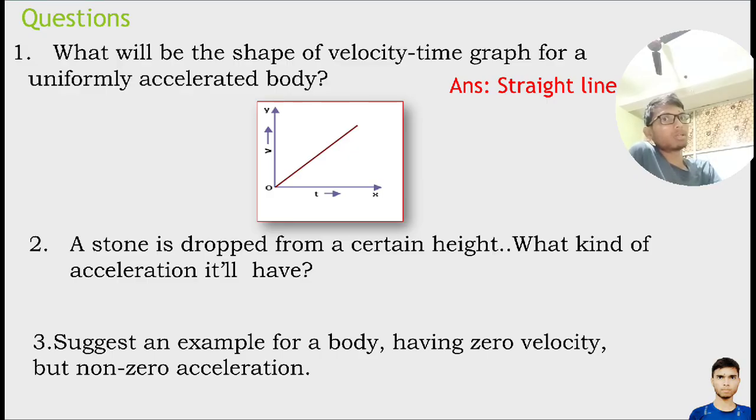But what kind of acceleration? The question is what kind of acceleration it will have. Of course a stone is being dropped from a certain height, from upward to downward, so acceleration would be negative. Suggest an example for a body having zero velocity but non-zero acceleration. So the object will be at rest. Let's see the answer. Positive, negative. So here the speed was increasing.